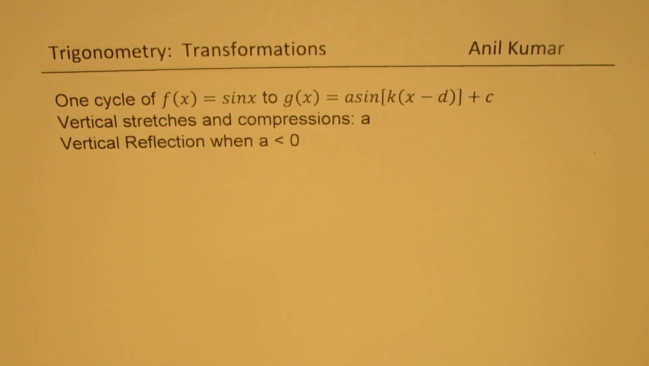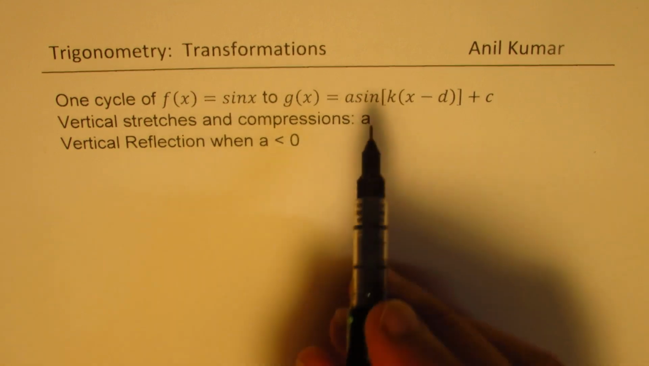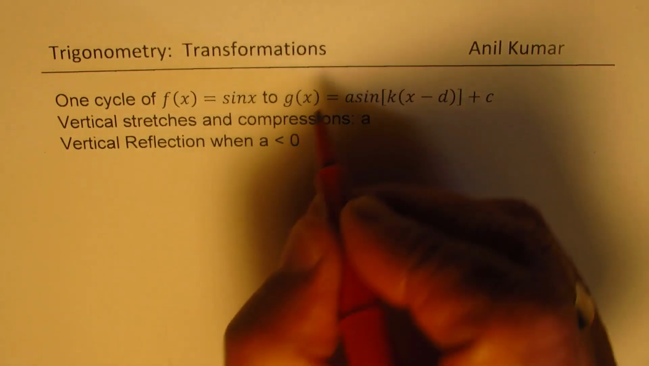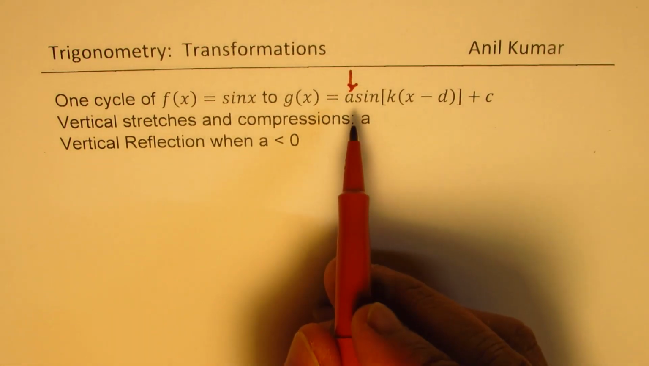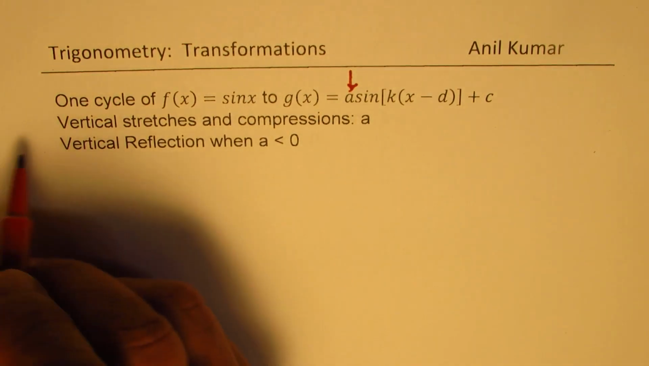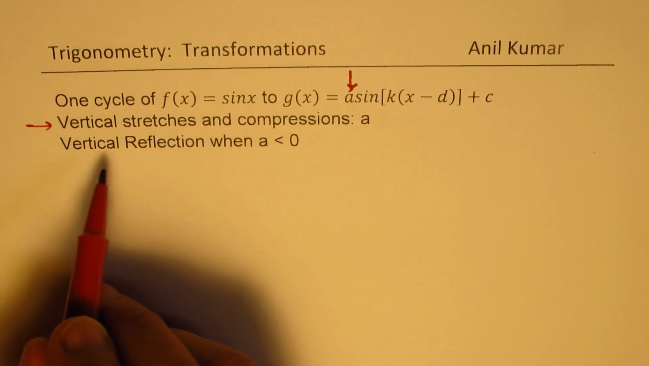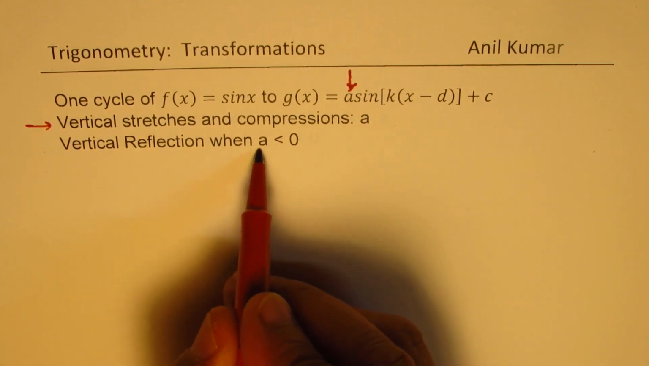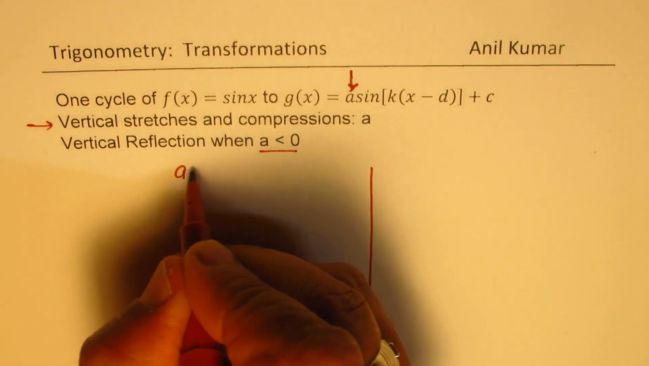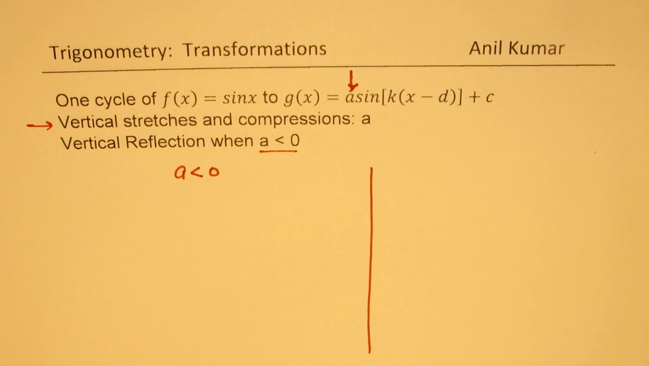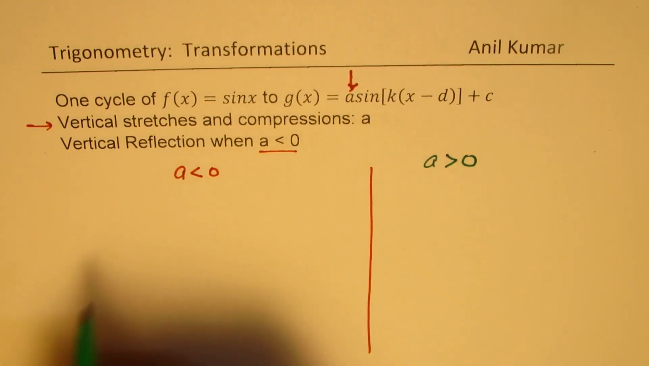This time we'll consider vertical stretches and compressions, which is because of A, this parameter. So here we'll consider two cases. One is when A is positive, the other one when A is negative, less than 0, right? So we'll have two cases here. One when A is negative. The other one will take when A is positive, correct?